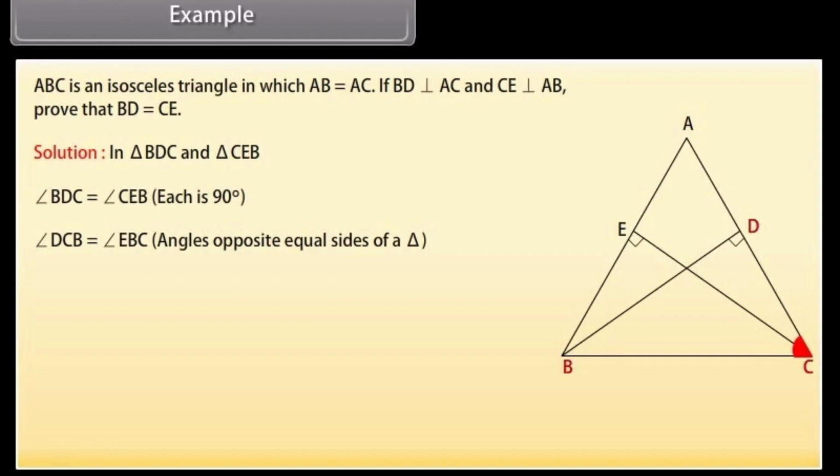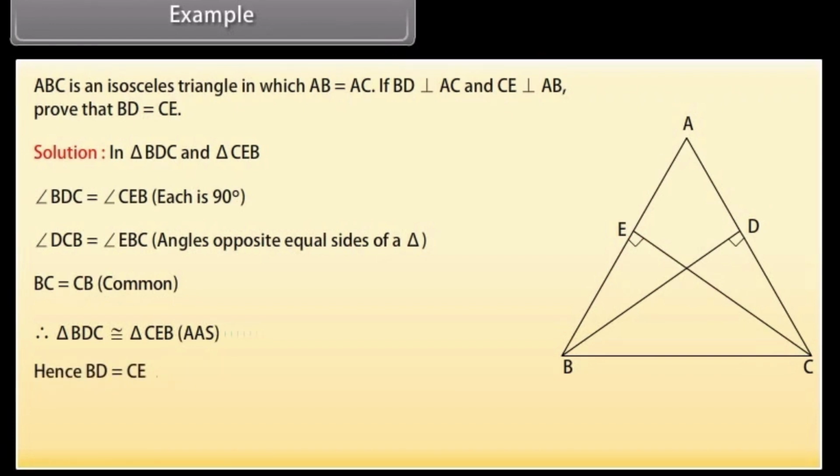Angle DCB is equal to angle EBC because angles opposite equal sides of a triangle are equal, and BC is equal to CB because they are common. Therefore, triangle BDC is congruent to triangle CEB by AAS. Hence, BD is equal to CE.